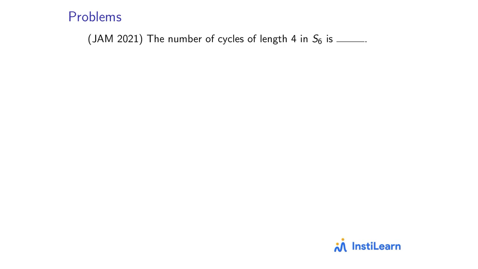Okay, so this question came in JAM 2021, and it asks what is the number of cycles of length 4 in S6. So this is basically a counting problem. You need to find how many cycles of length 4 there are. Of course, if you want to make a 4-cycle, you need to first choose 4 numbers out of 6, which you can put. Now, once you choose, you can arrange them in 4 factorial ways.